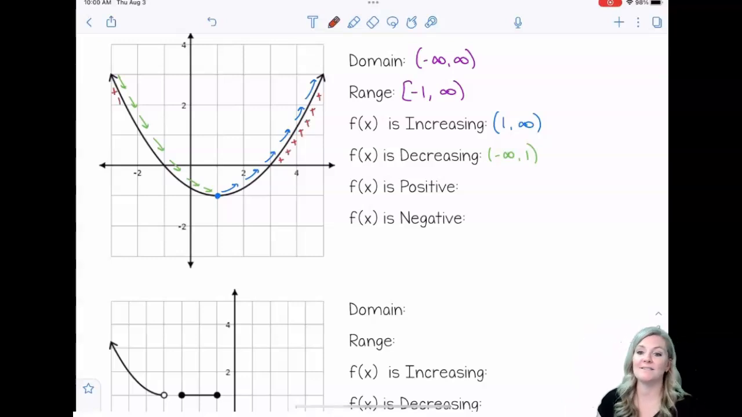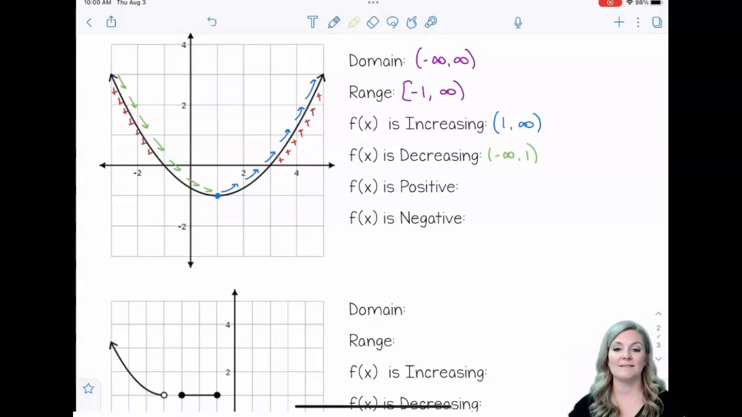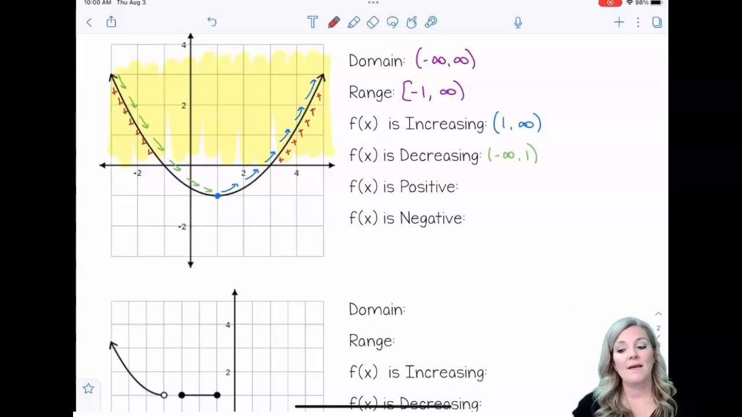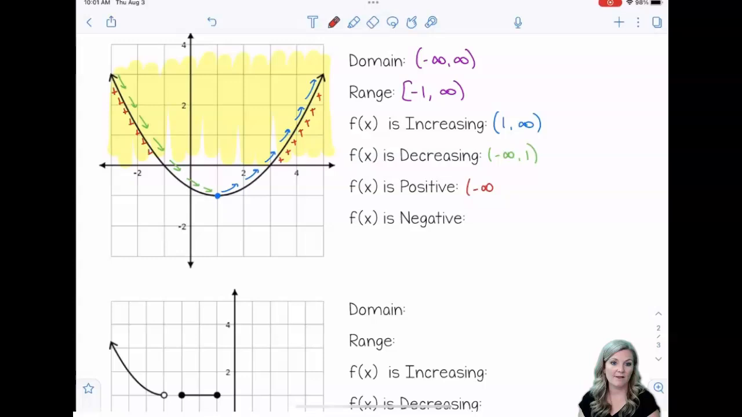So where is it positive? It's positive in two places. Where is it above the x-axis? It's above the x-axis in two places. Now this time I've highlighted it. Highlighting it can really help you understand what you're talking about when you're talking about the positive and the negative. So where is it positive? How far left is it starting the positive? It's starting as far left as negative infinity, and it's stopping at -1.